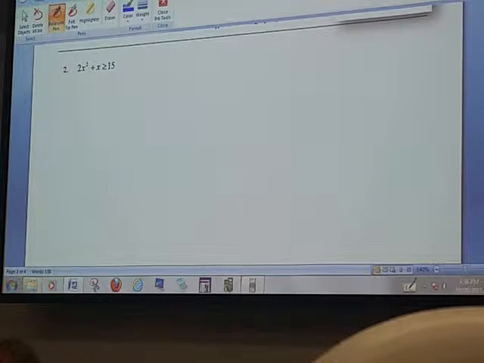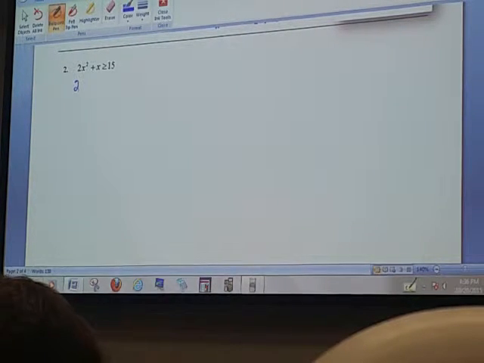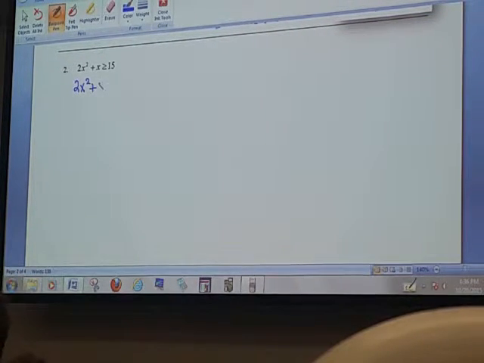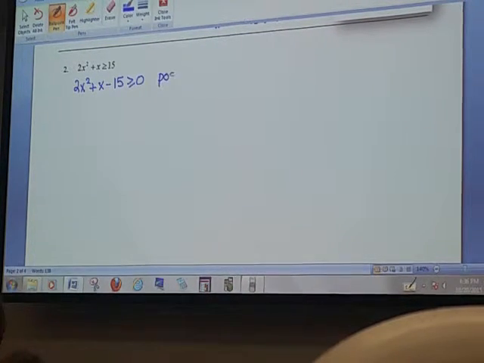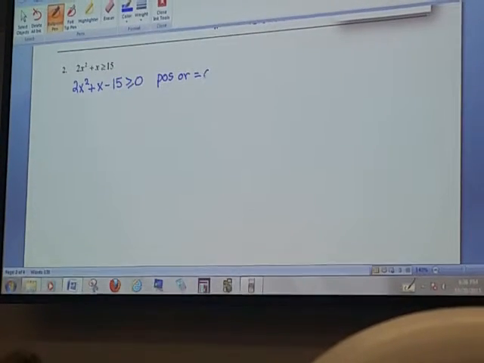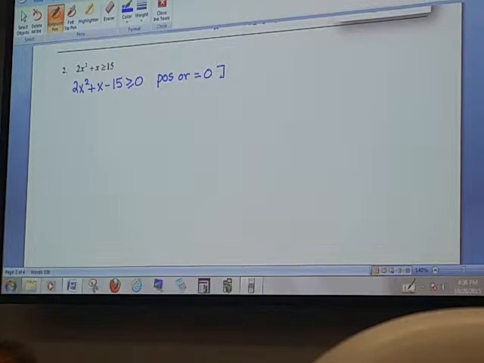Okay, so here we go. First, make it look like something you went back. So move the 15 over to the other side. So this means I'm looking for where it's positive or where it equals 0. In other words, my final answer is going to be where this polynomial is positive or equals 0. The equals 0 part just means I'm going to have square brackets on the end. That's all that means. Other than that, it's okay.